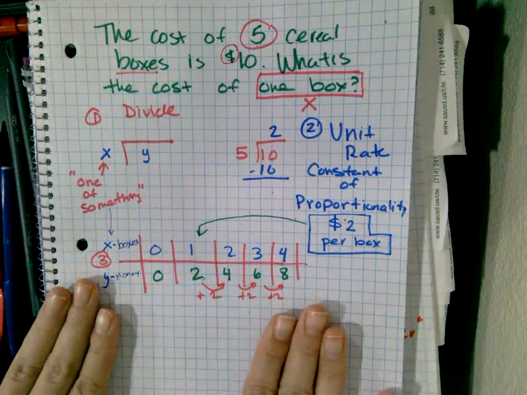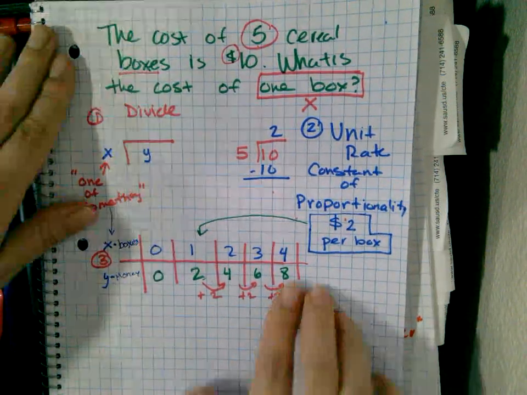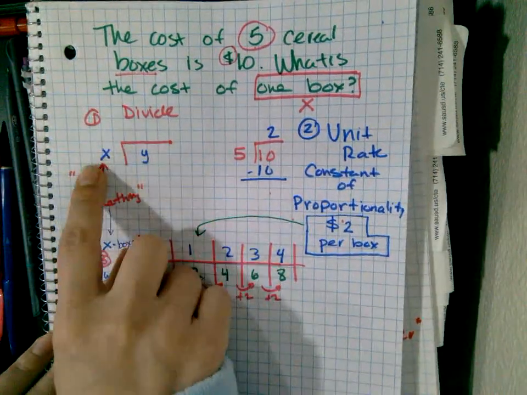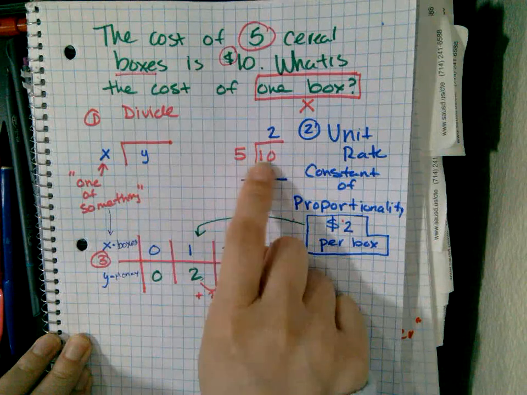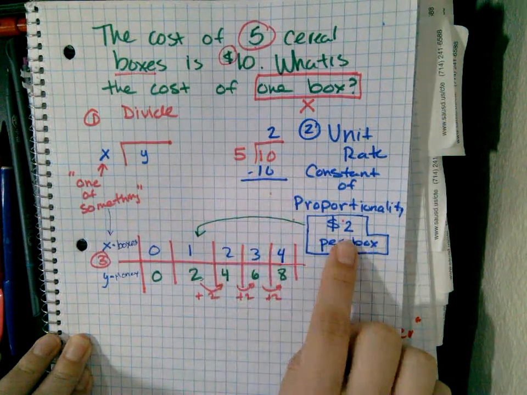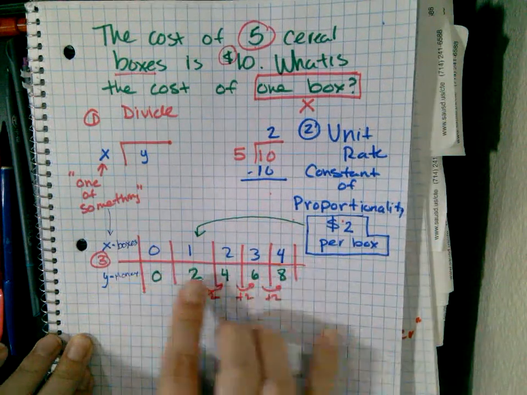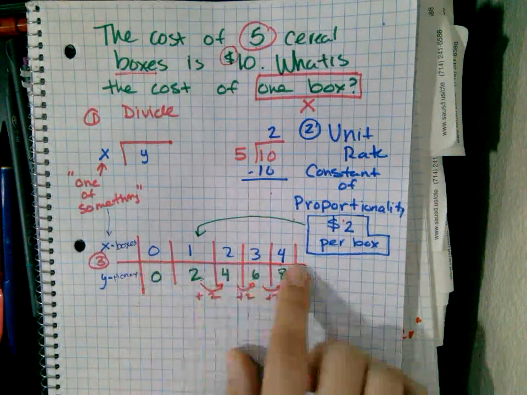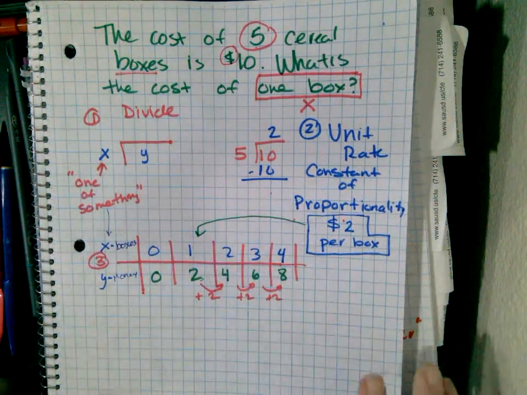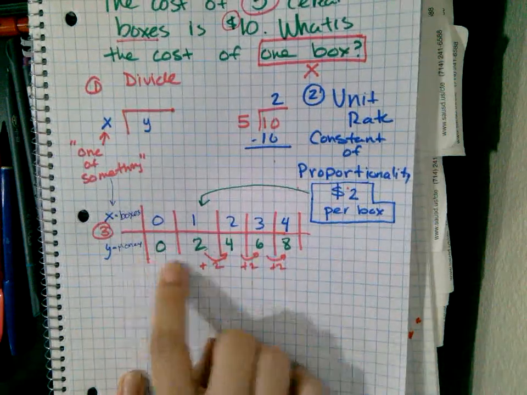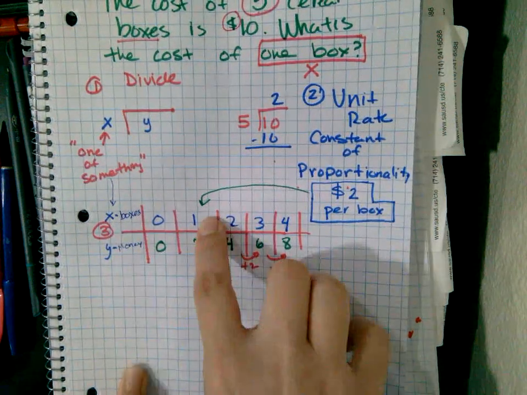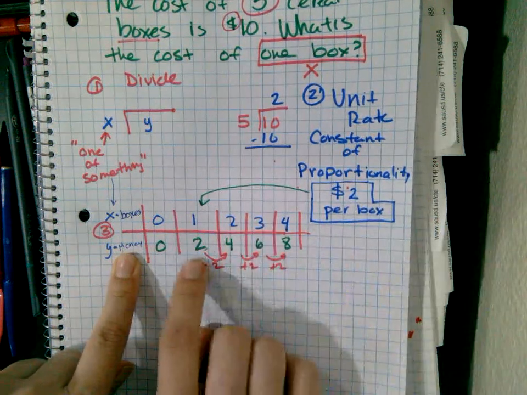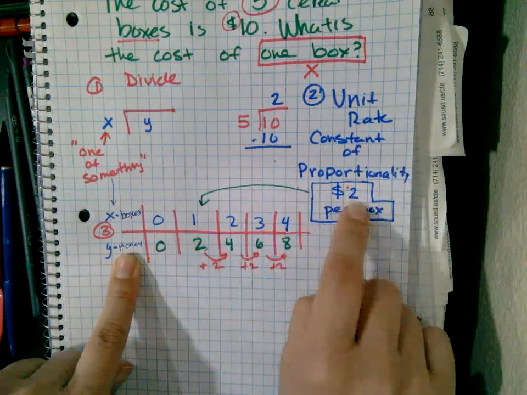So, recap. We're finding the cost of one box, so we divide. This is how it's always set up. X is outside, Y is inside. So we set it up. We solve for the unit rate of $2. We create a table. The top numbers, we put those numbers in. It's always 0, 1, 2, 3, 4, if you're creating it. Then the bottom numbers you've got to solve for. You've got to ask yourself, okay, one box is $2, two boxes is $4, three, and so on. How do I get $2? Because that's what we solved for.